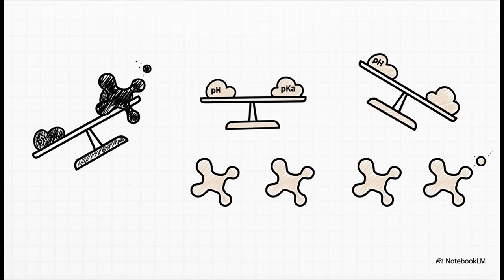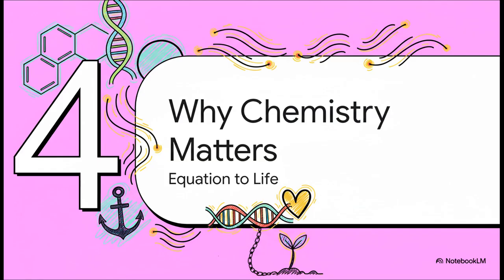But hey, you don't need to be a math whiz to use it. This whole equation really just boils down to three simple, powerful rules. If the pH of the environment is lower than the molecule's pKa, the molecule hangs on to its proton. If the pH is higher, it lets it go. And if they're exactly equal, you get that perfect 50-50 split. Seriously, it's that simple.